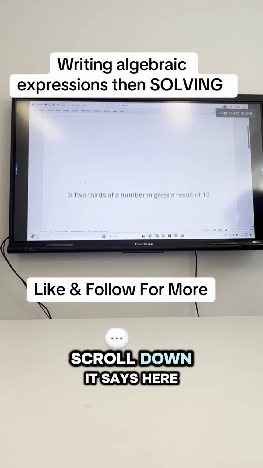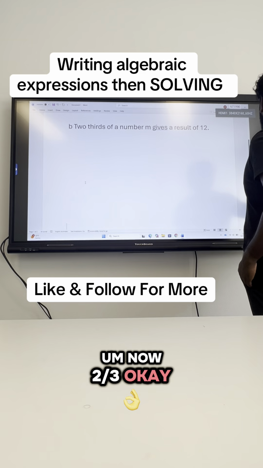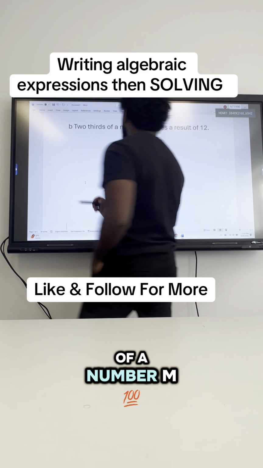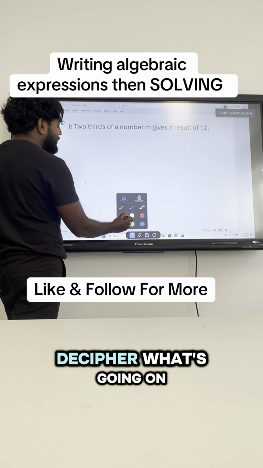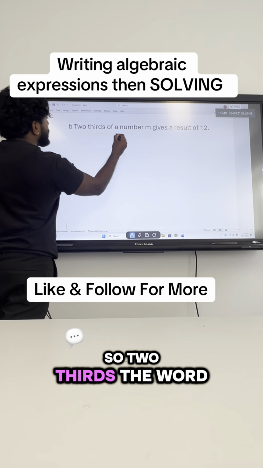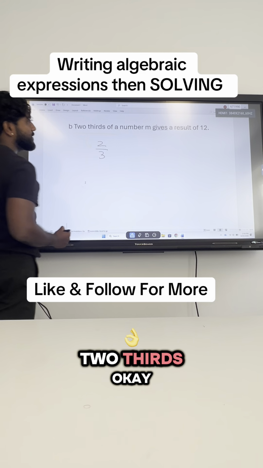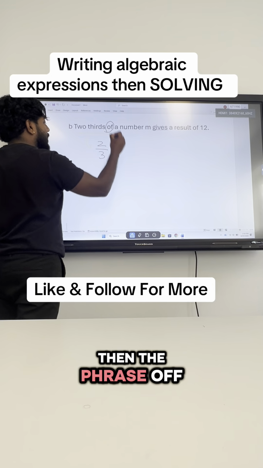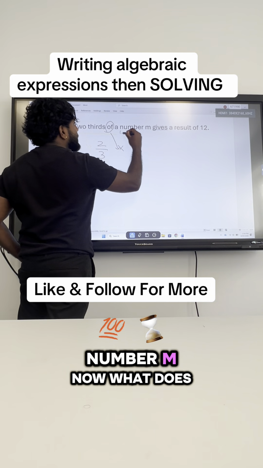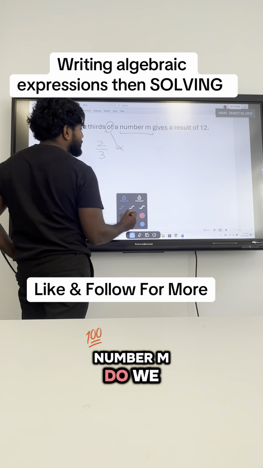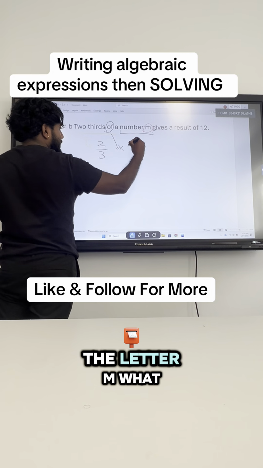Okay, so if I scroll down, it says here, 2/3 of a number M gives a result of 12. So again, we're going to have to decipher what's going on. So 2/3, how do we write that down? 2/3. Then the phrase of is times, of a number M. Do we know this number M? No, we don't. We're going to give it the letter M.